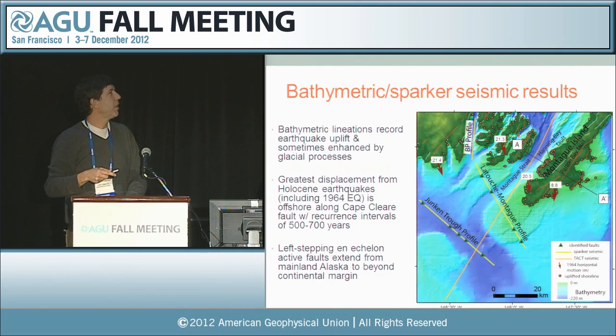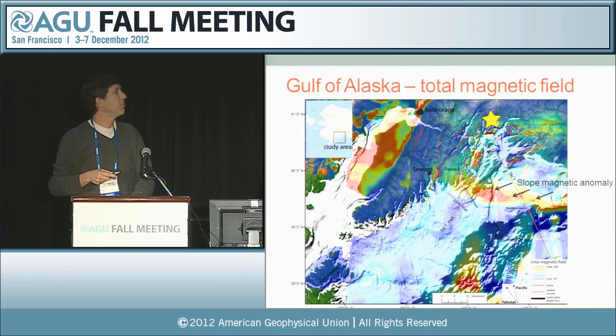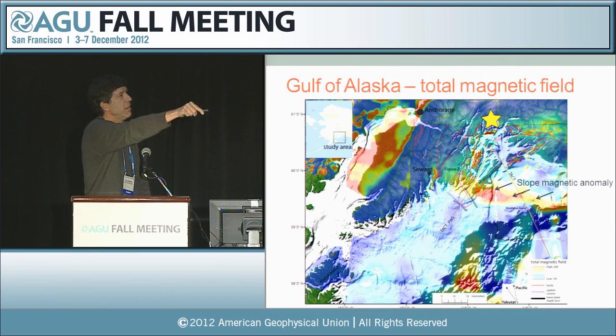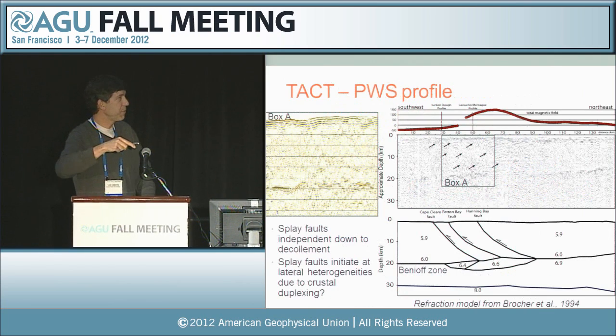Okay, so I'm going to skip the conclusions there and jump right to one more data set, and that's this crustal scale profile that goes up Montague Strait here. And this is the slope magnetic anomaly, which is a proxy for the edge of the Yakutat block. These were the two seismic profiles I just showed, and I'm going to show you the seismic profile that goes right along here. And this is from that TAC data set.